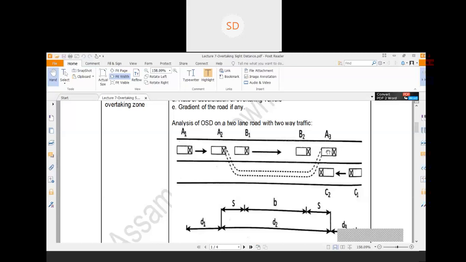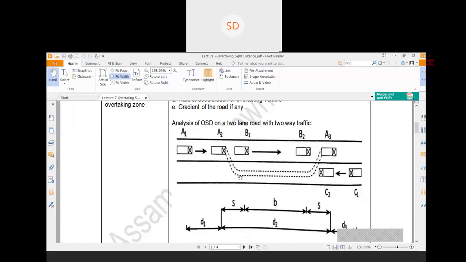Within that time you will follow the slow moving vehicle. Suppose you are following the truck, in that case you will reduce your speed and maintain a speed equivalent to the truck, and you will maintain a safe spacing between your vehicle and the truck. That safe distance is called spacing, mentioned as S in the figure.